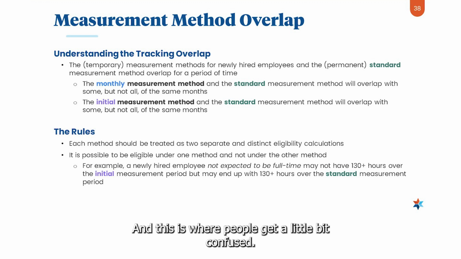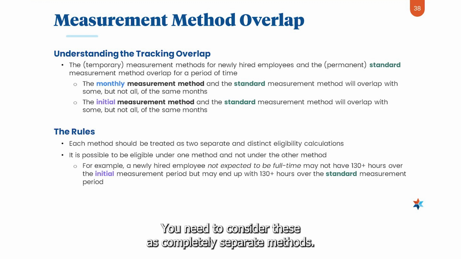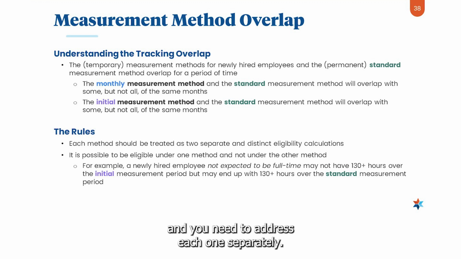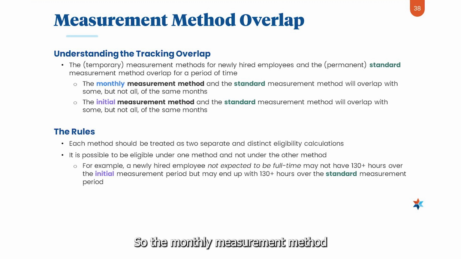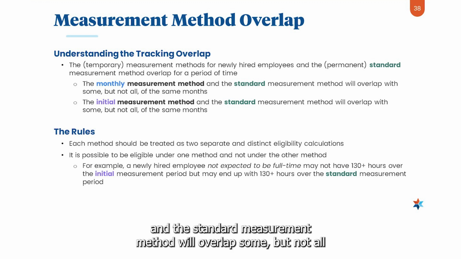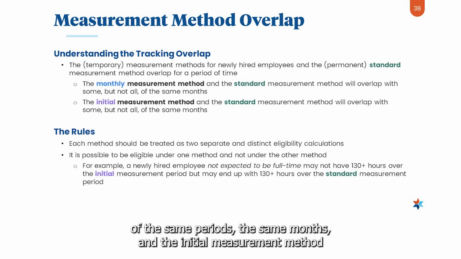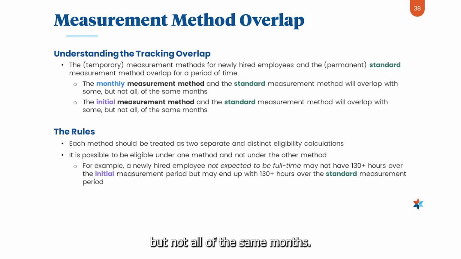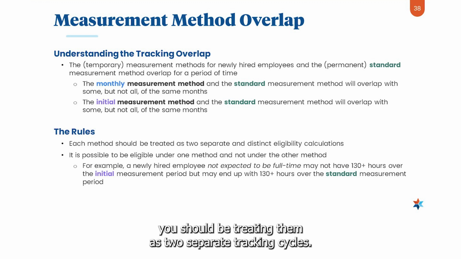And this is where people get a little bit confused. You need to consider these as completely separate methods. They're just running parallel to each other, and you need to address each one separately. So the monthly measurement method and the standard measurement method will overlap some but not all of the same periods, the same months. And the initial measurement method and the standard measurement method will as well overlap with some but not all of the same months. Even though they overlap, that doesn't mean you shouldn't be treating them as two separate tracking cycles.